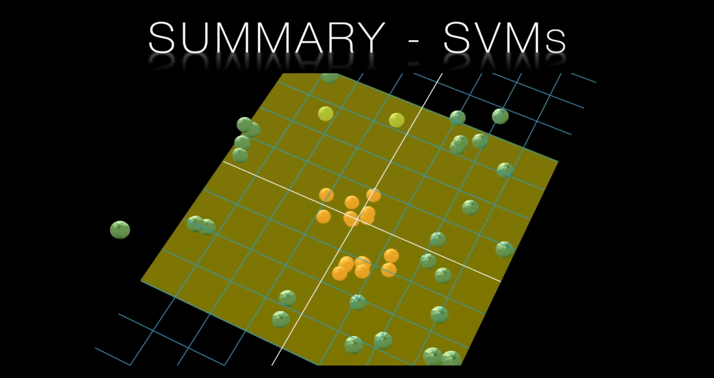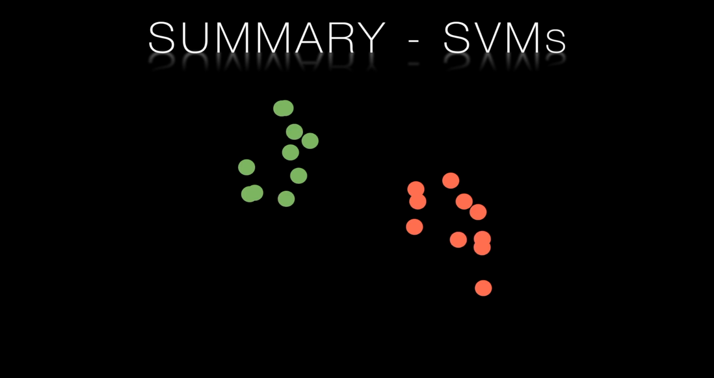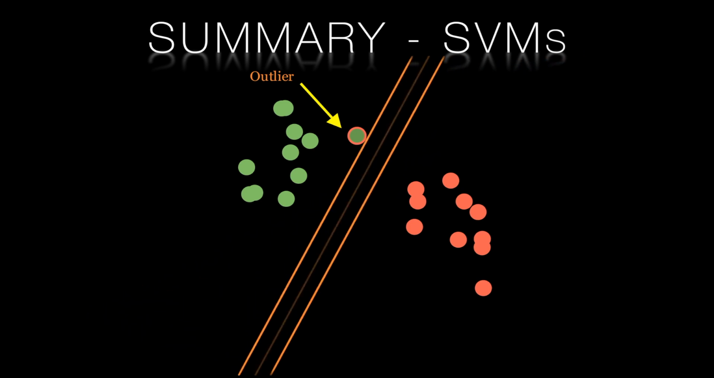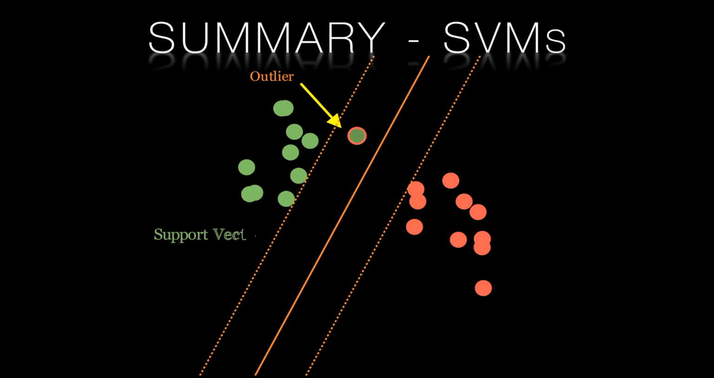SVMs are robust and capable of generalizing. To do this, they utilize soft margin classification. This seeks to strike a balance between keeping the margin as wide as possible while limiting the number of outliers in the training data that violate the margin.